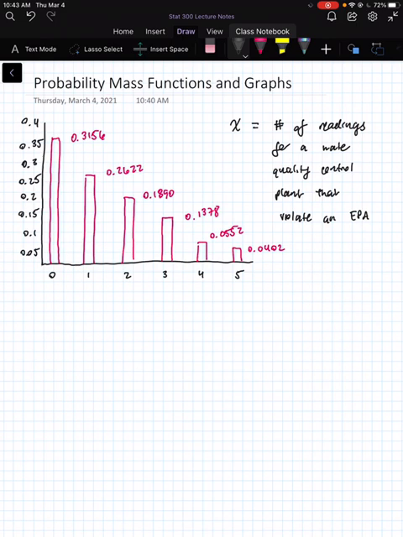EPA being the Environmental Protection Agency. So they are tasked with making sure that our water quality is potable or safe for consumption or whatever use it's zoned for. And so we have here then the measurable outcomes for this random variable. So 0 representing none of the readings violate standards. 5 being on the high end, being that we have 5 readings in this sample or these batches from the treatment pool that are violating an EPA standard.